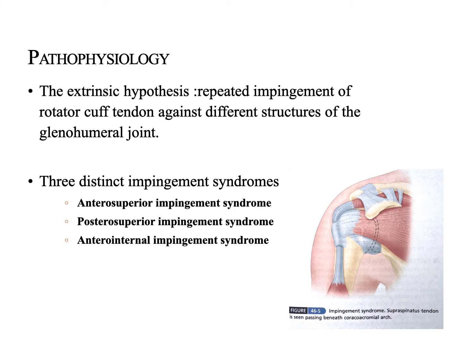Pathophysiology: the extrinsic hypothesis. Repeated impingement of rotator cuff tendon against different structures of the glenohumeral joint. Three distinct impingement syndromes are anterior-superior impingement syndrome, posterior-superior impingement syndrome, and antero-internal impingement syndrome. Here in this figure we can see that supraspinatus tendon is seen passing beneath the coracoacromial arch, causing impingement.